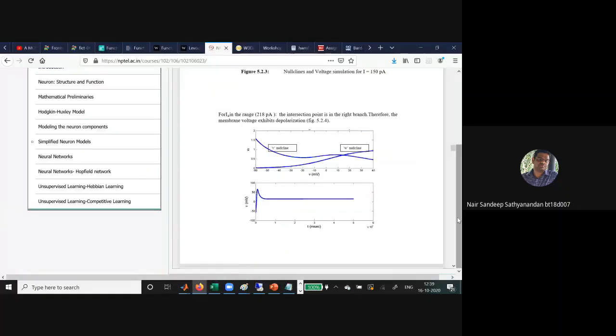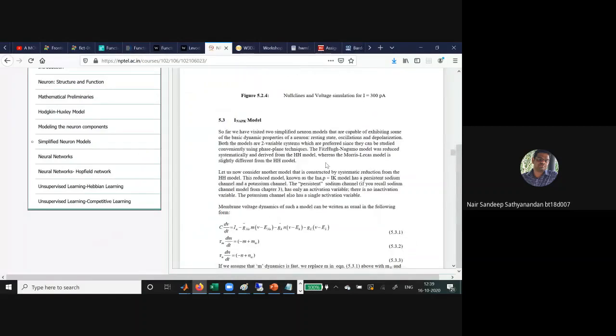This is another variation of the simplified neuronal model, INAPK.